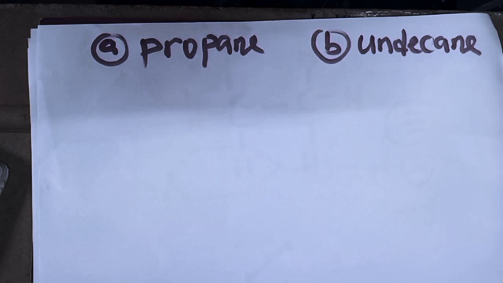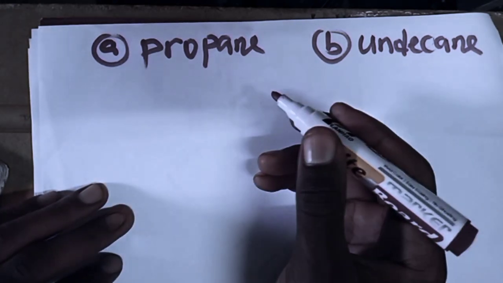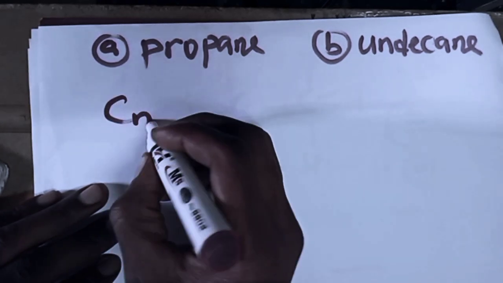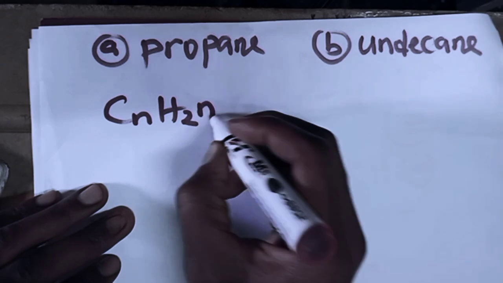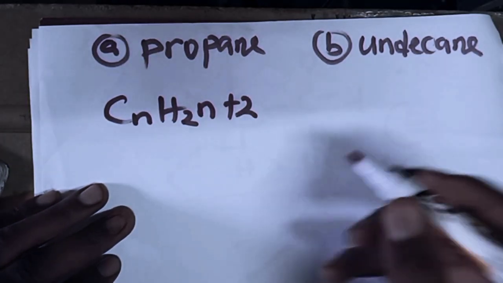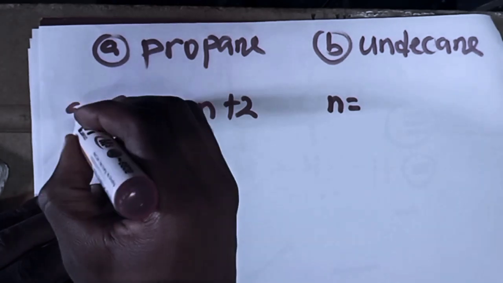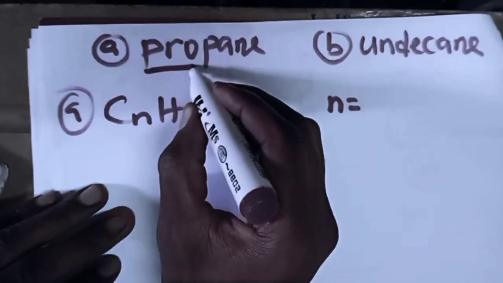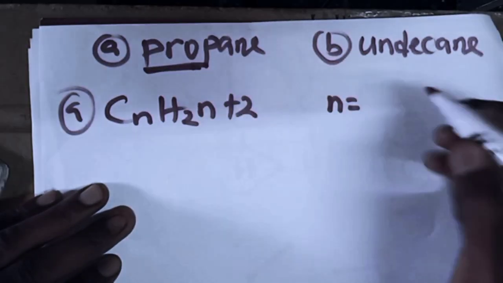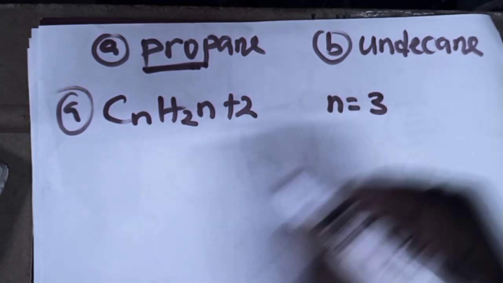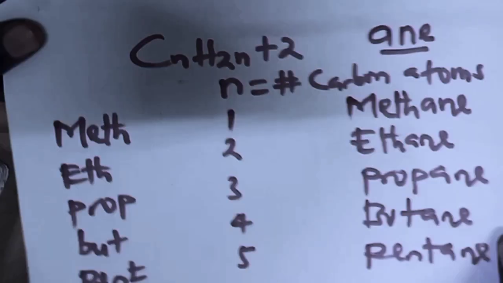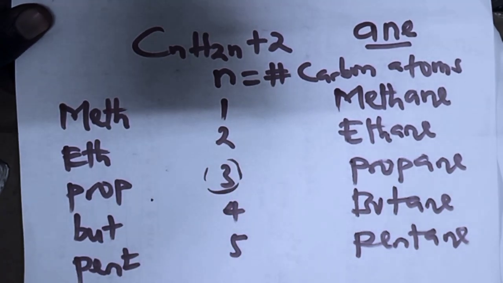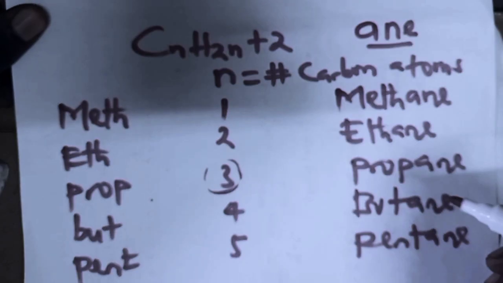How do you draw those structures? How do you come about them? So we'll start with the molecular formula. We use the formula CnH2n plus 2. Now, what is the value for n in propane? Since it is prop, meaning it is 3. Remember the suffix that we discussed in the first discussion? We said prop, it is 3. And ANE, meaning it is an alkane.